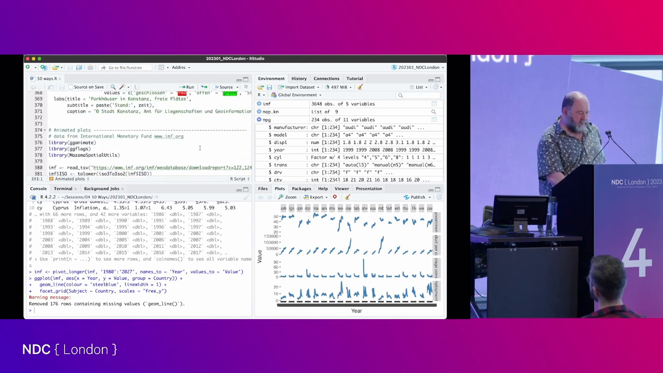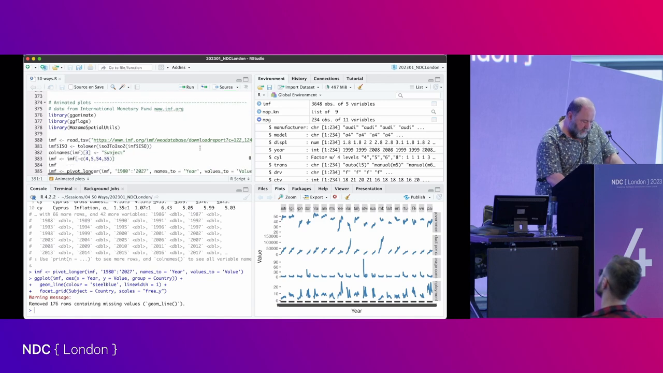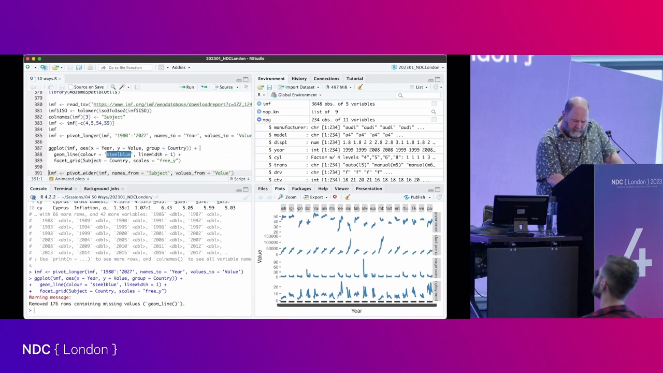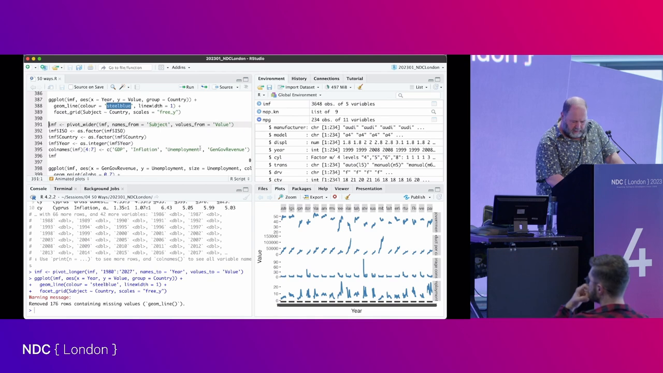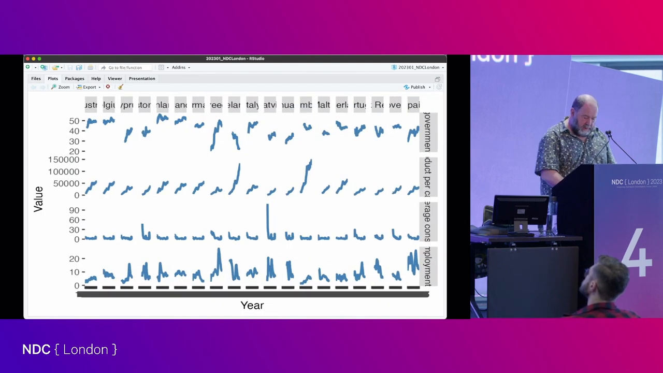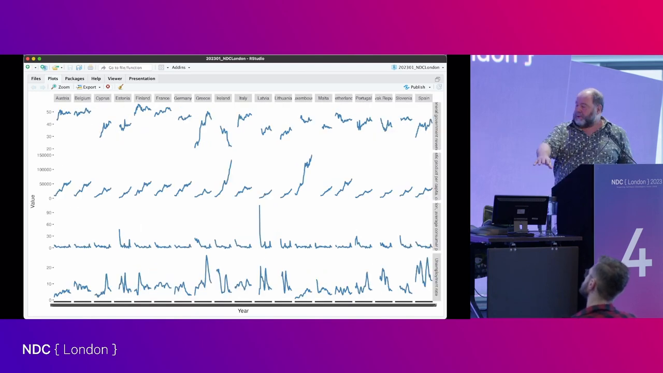That is data from the International Monetary Fund, and we have stuff like employment rate and gross domestic product and so on for the EU states. That one is just for overview.